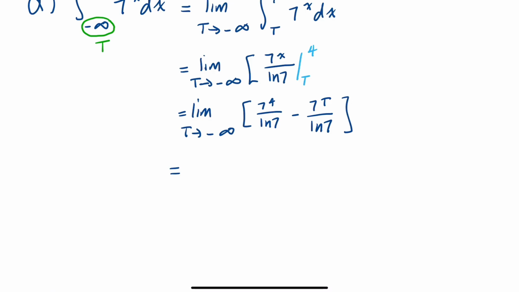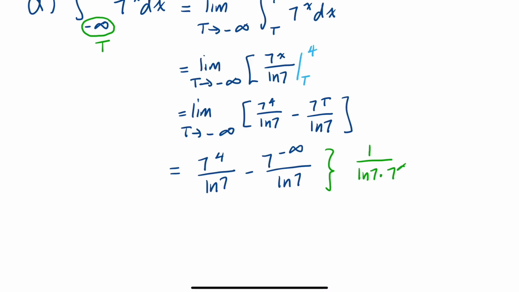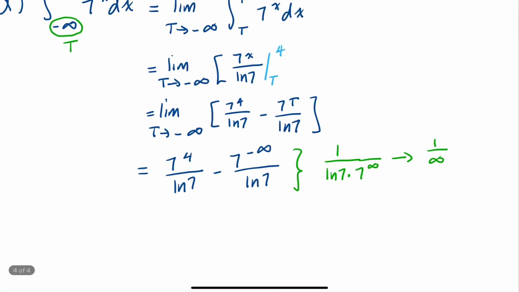And so I can go ahead and plug in t equals negative infinity now and see what happens. We get 7 to the power of 4 over ln 7 minus 7 to the negative infinity over ln 7. And so this is actually the same thing as saying 1 over ln 7 multiplied by 7 to the infinity. And so this is going to lead to us getting 1 over infinity, which is going to approach 0. So really, this will just go away.